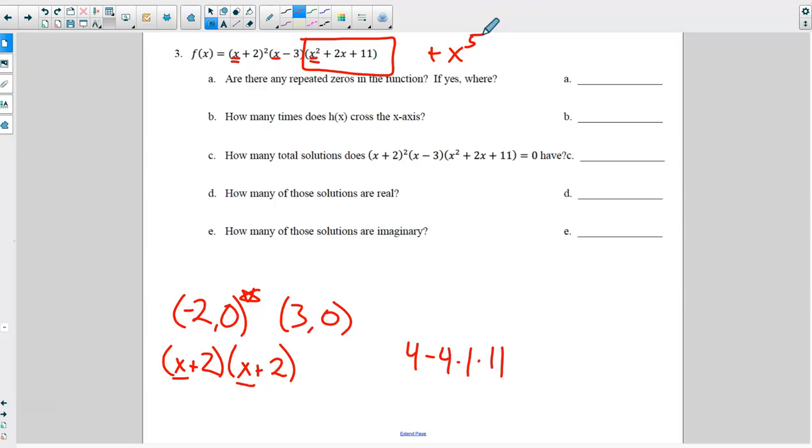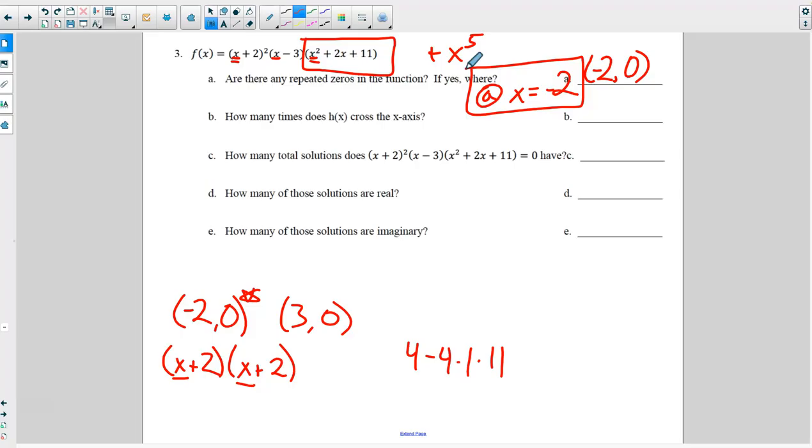Now I look at my questions. I have all my work done. I have all the information I need. So it says, are there any repeated roots in the function? If yes, where? Where's my repeated root? Yeah, right there. I'm going to write the root, though. I'm going to write negative 2 comma 0. You can also say it a different way. If it says if yes, where, I could say at x equals negative 2. And this is actually my preferred answer. I'm just connecting the coordinate there for you, but that is the preferred answer.